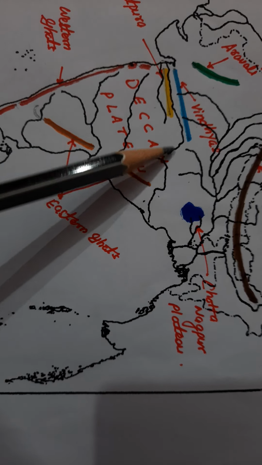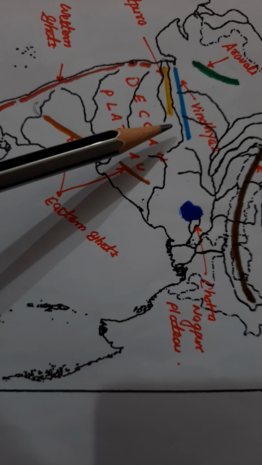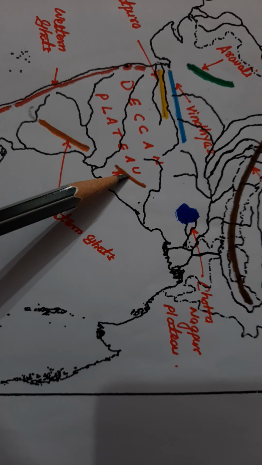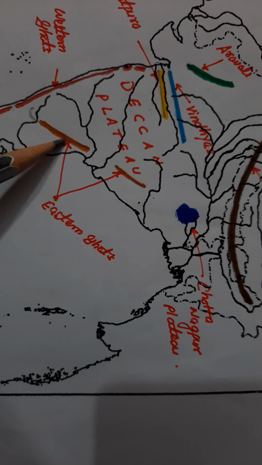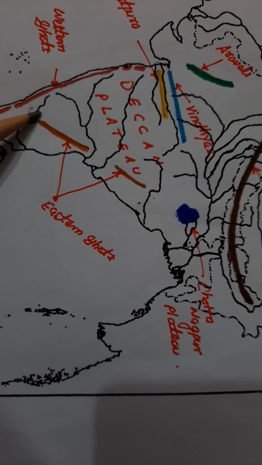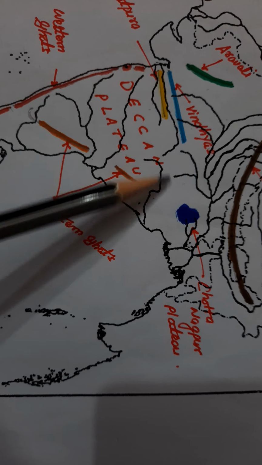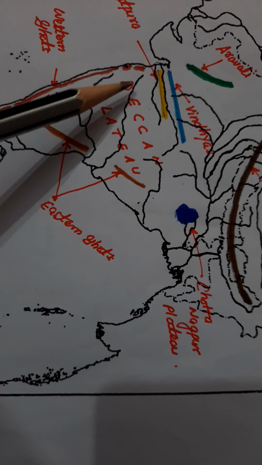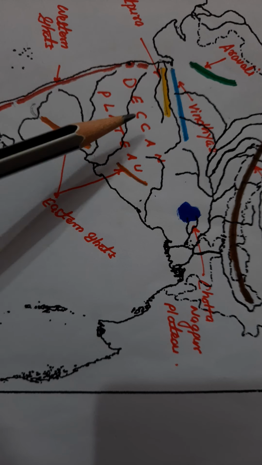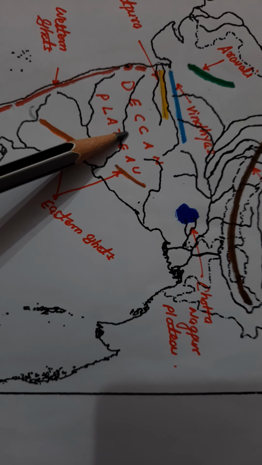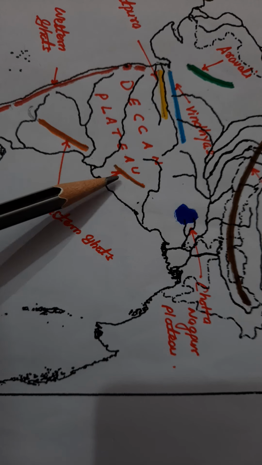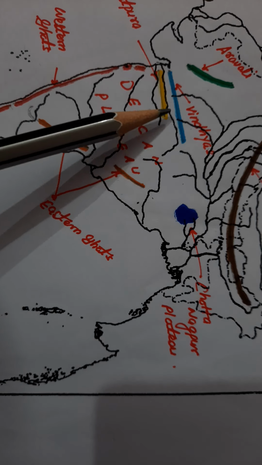What is the location of the Deccan Plateau? It is south of the Vindhya. In the west it is bounded by the Western Ghat, and in the east by the Eastern Ghat. Between them is a triangular shape, with the base at the top and the vertex at the bottom. So this inverted triangle is the Deccan Plateau. Once again, the Deccan Plateau is a triangular landmass that lies to the south of the river Narmada.